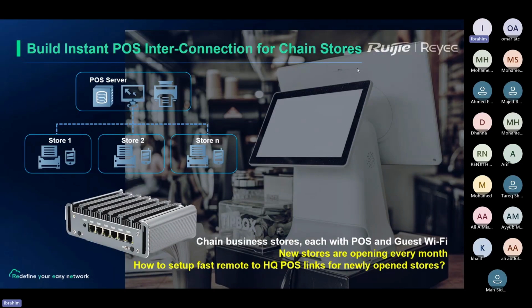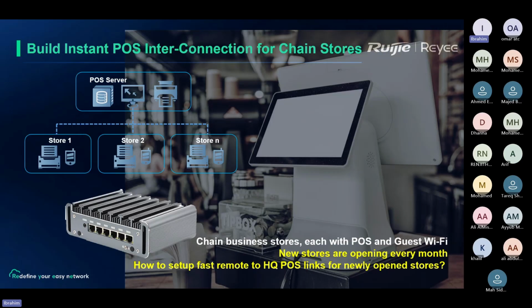Another scenario is the chain business. As you know, every chain business has a POS, the machine that you pay through with cards. A lot of retail stores, restaurants, pharmacies, and service branches may have POS, guest Wi-Fi, and sometimes cameras. So we need the network to be easy to deploy and easy to expand. This is how to build fast and reliable connectivity from each new store to the HQ.